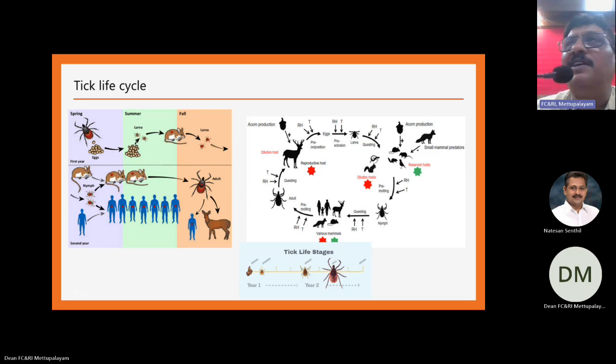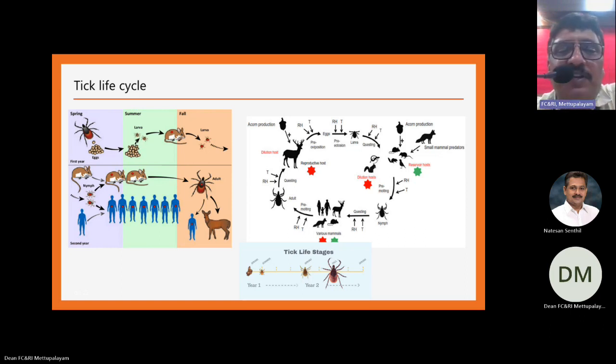Then it bites onto the second host. If the second host is infected, even if the nymph is uninfected, again it can get infected. And once the second meal is over, the tick is now ready to transmit the disease. This is the life cycle of Lyme disease.